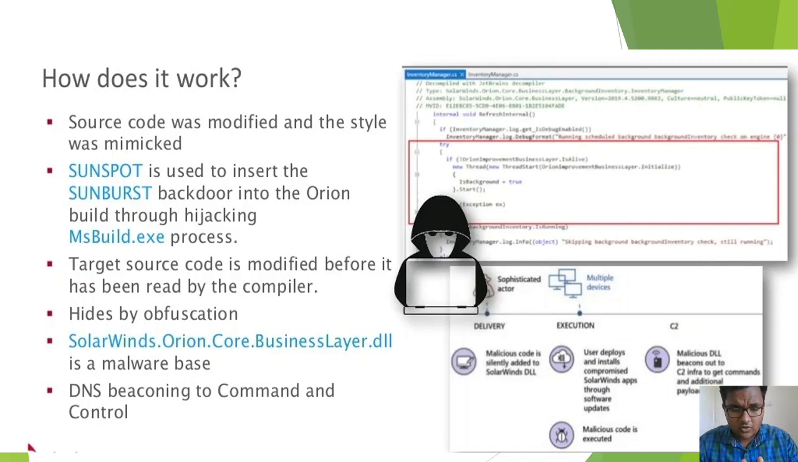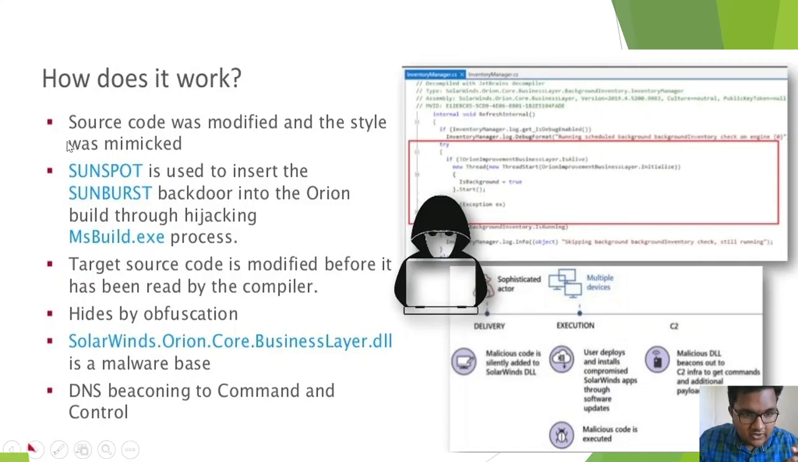First, the source code was modified. The SolarWinds Orion software's source code was modified and its style was mimicked. They mimicked it in such a way that it appears as though it is the original update. The source code was also mimicked in such a way that no one can identify that it was modified.